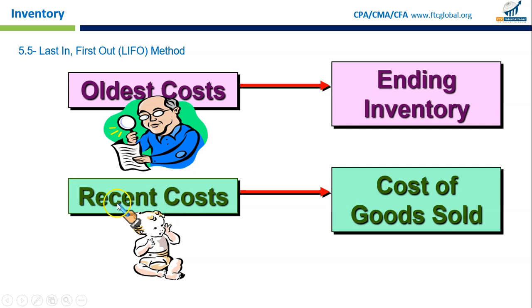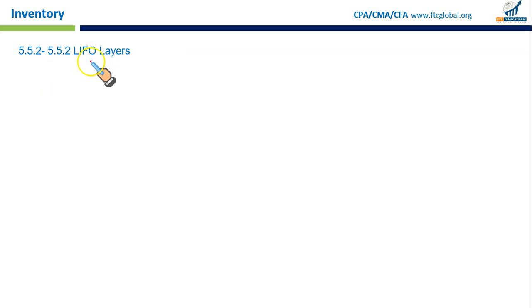Now, why would firms like to use LIFO for tax reporting? The reason is that your recent costs, if they are higher, like in inflation, when the recent costs are higher, these higher costs go to CGS. Higher CGS means lower gross profit. Lower gross profit means lower net profit, and of course lower taxes payable. So there is a tendency that firms would love to use LIFO during inflationary times so as to reduce their taxes payable.